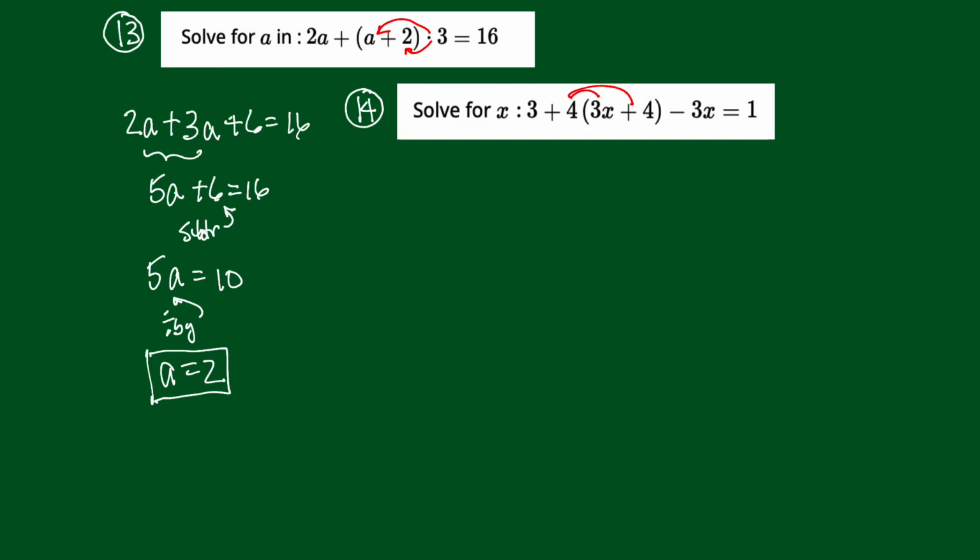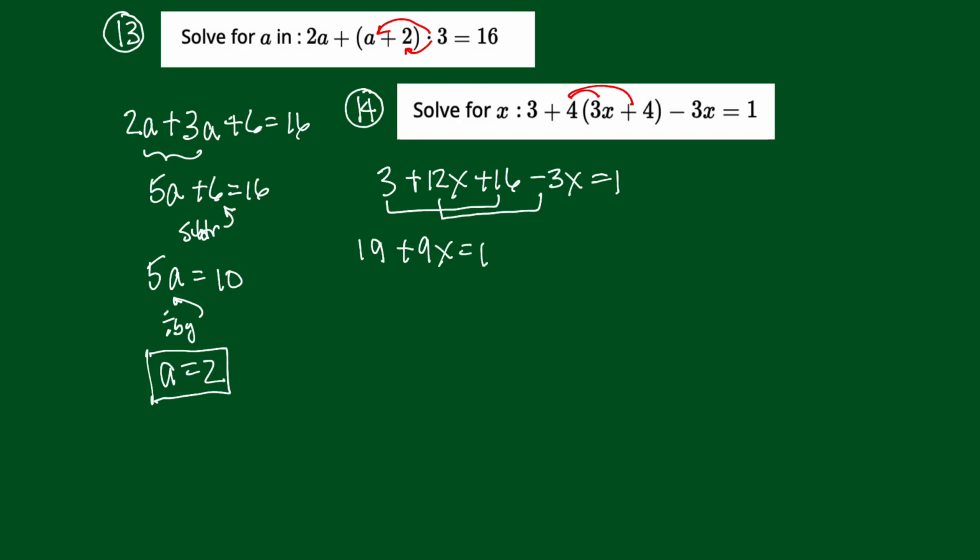Let's go here. We'll get 3 plus, now, 4 times 3x. Positive 4 times positive 3x is 12x. And then positive 4 times positive 4 is 16, plus 16. Then I got that minus 3x out here. Whole thing's equal to 1. I can combine some terms. 3 plus 16 is 19. And then 12x minus 3x is 9x. And that's all equal to 1.